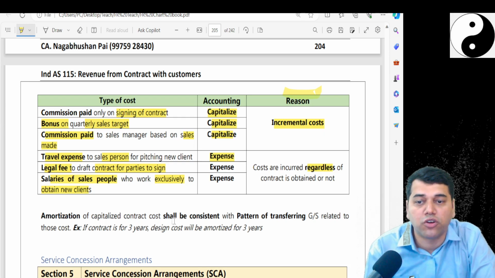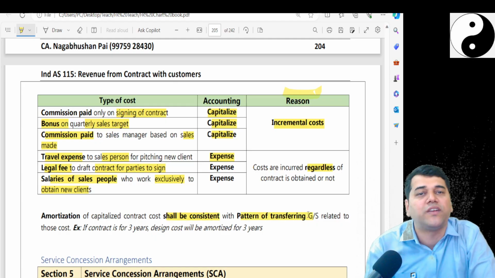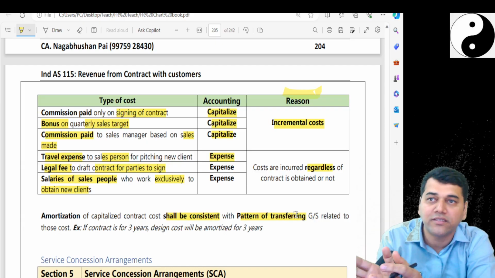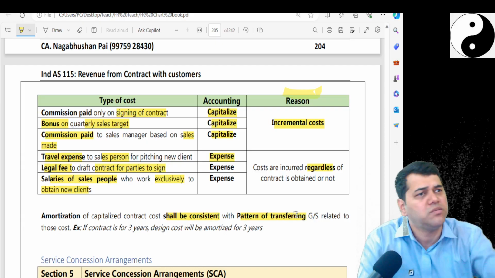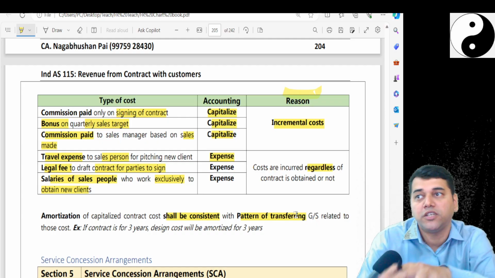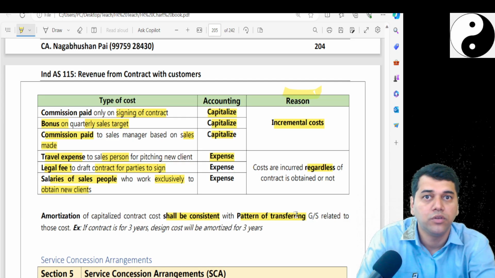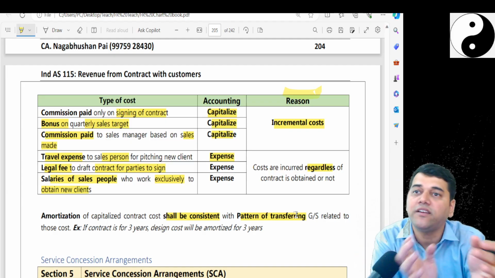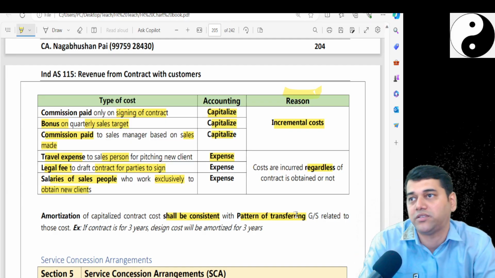Amortization of the capitalized contract cost should be consistent with the pattern of transferring the goods or services. Like if the contract is for 3 years, whatever you treat as an asset, spread it over 3 years, by percentage of completion or whatever. If you have used the cost to cost method to recognize the revenue, use the cost to cost method to recognize this contract fulfillment cost and contract acquisition cost which you have capitalized.